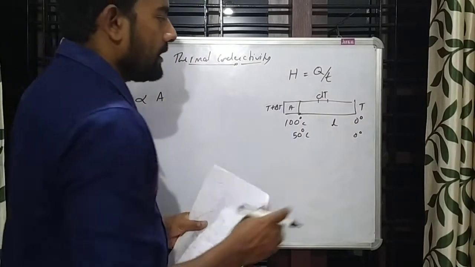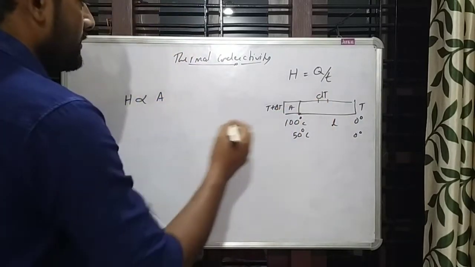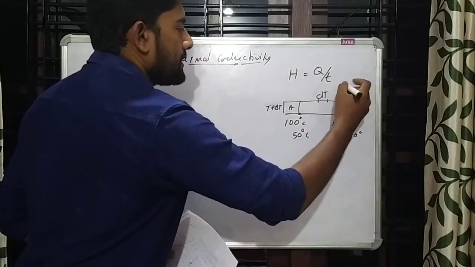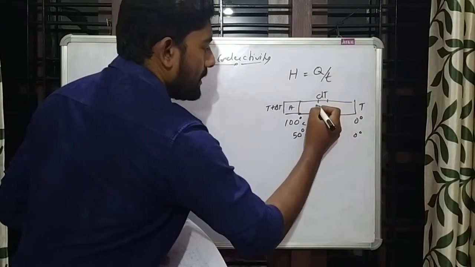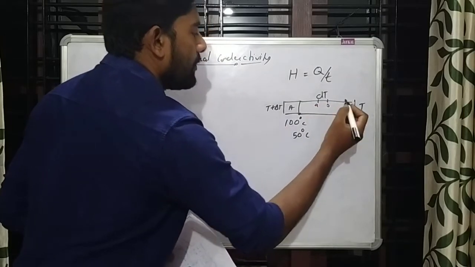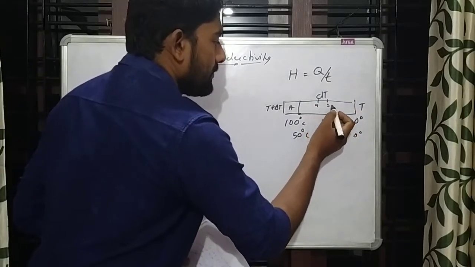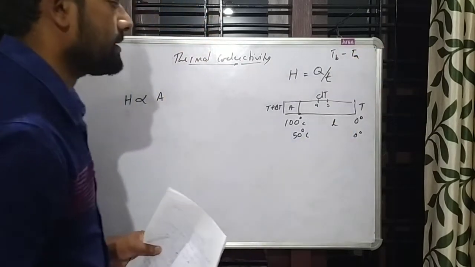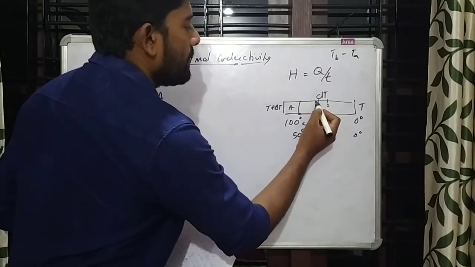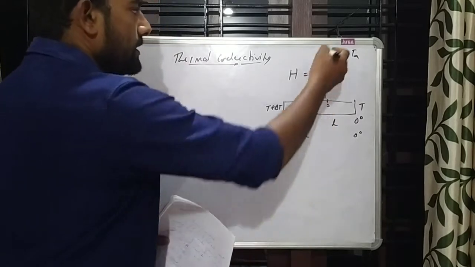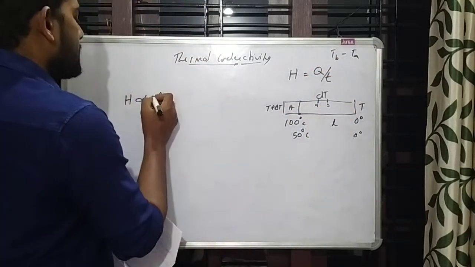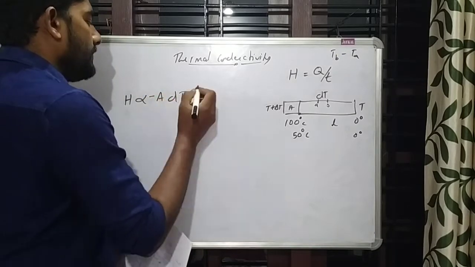We know the temperature is more here than at this point. If this is the point A and this is the point B, the temperature difference is TB minus TA, the temperature at this point minus the temperature at this point. This is a negative quantity since the temperature is more at this point, so we are considering negative dT.